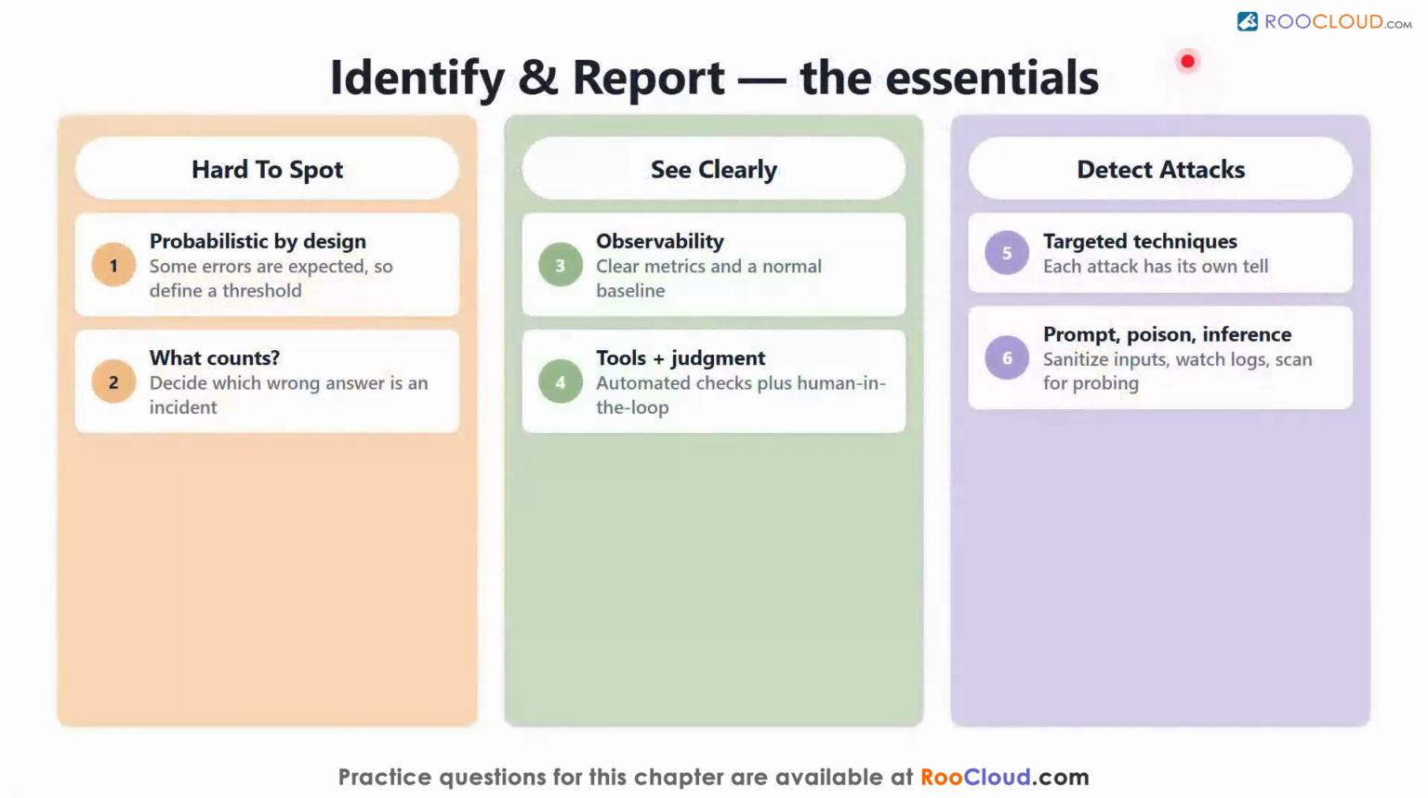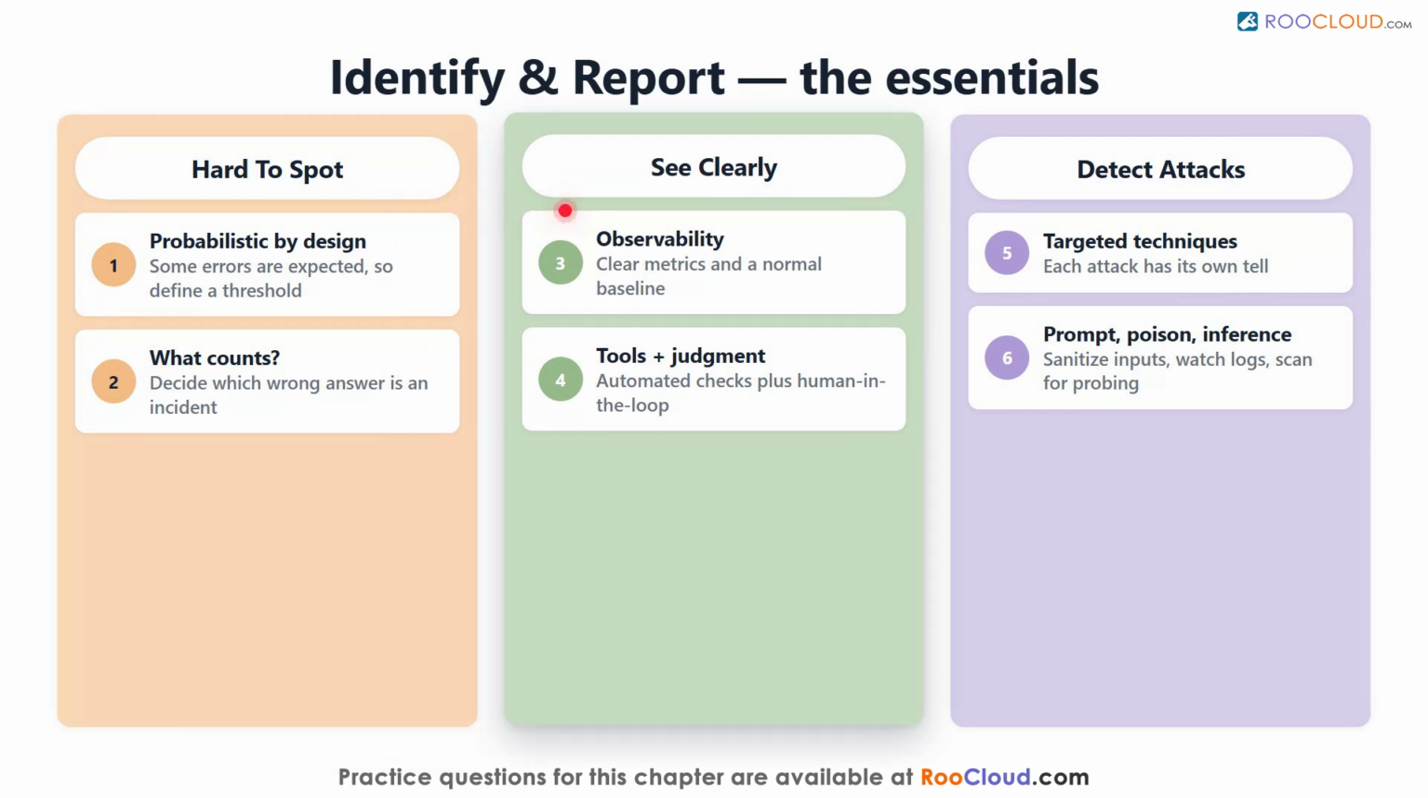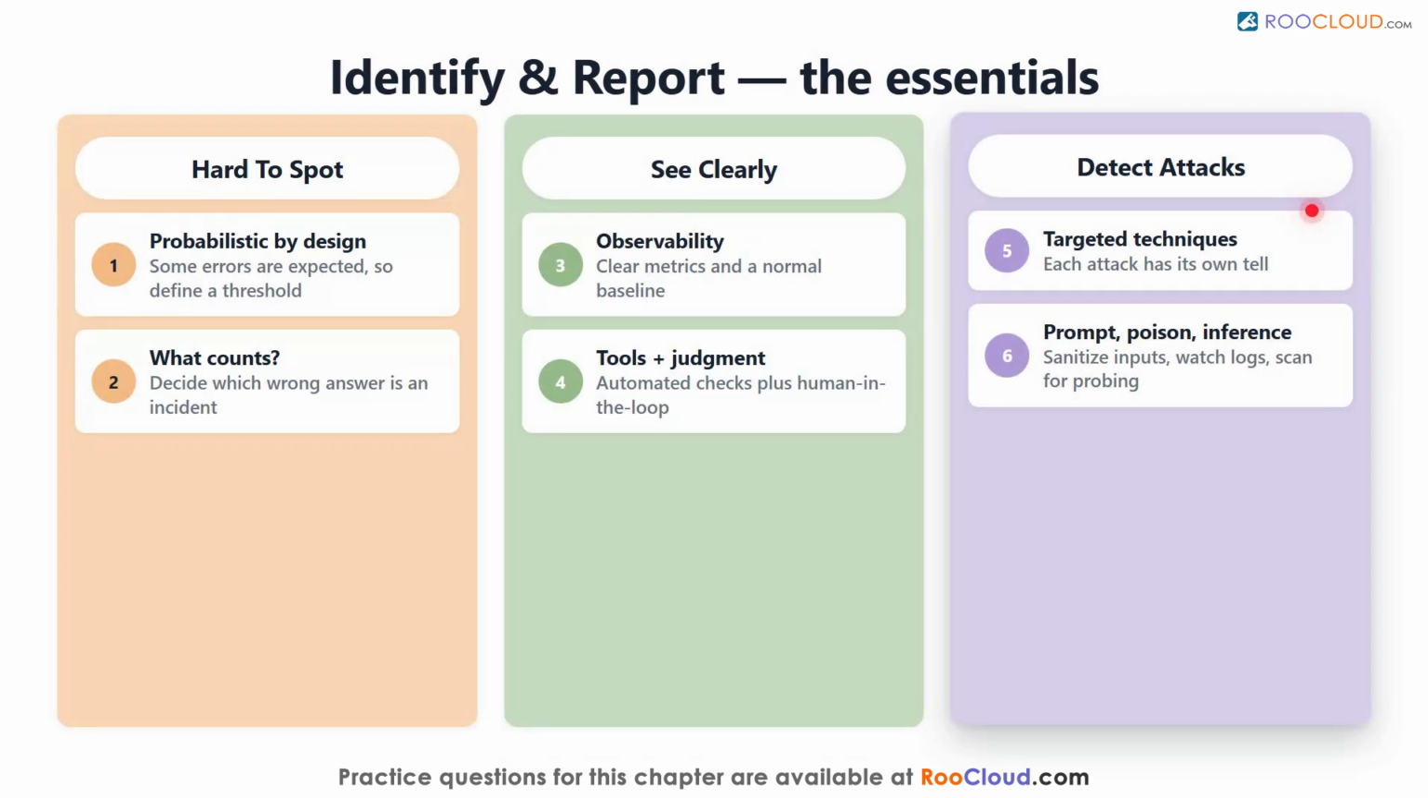Let's bring it all together. AI incidents are hard to identify because the system is probabilistic and some errors are by design, so the organization must define a threshold for what counts as an incident. Strong observability, clear metrics, and a normal baseline are essential, combined with both automated tools and human judgment. And each common attack, from prompt injection to data poisoning to adversarial inference, has its own targeted detection techniques.